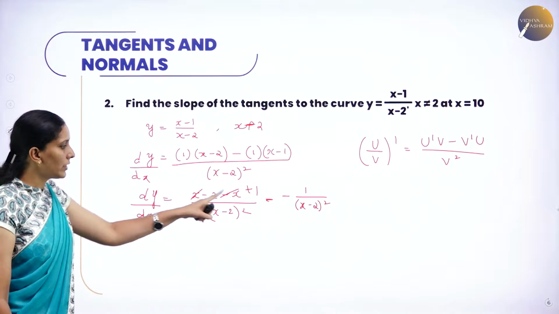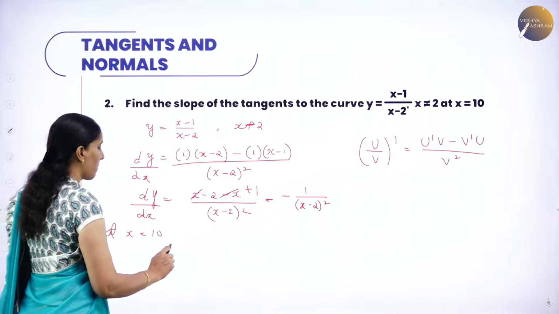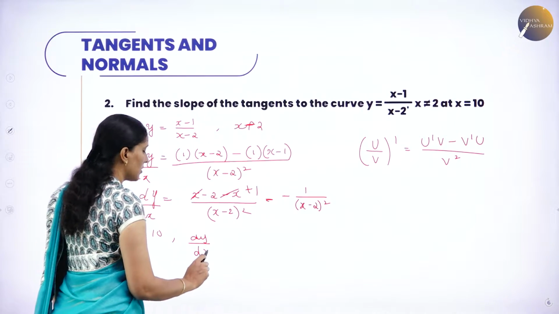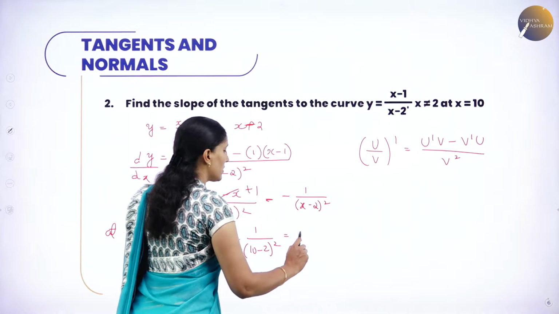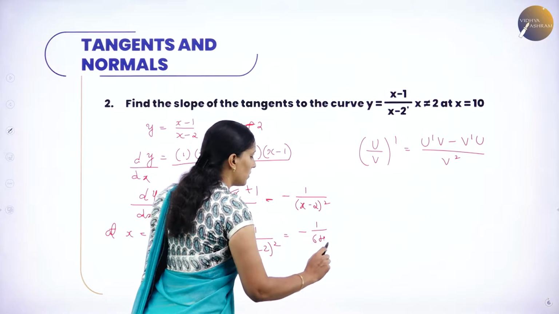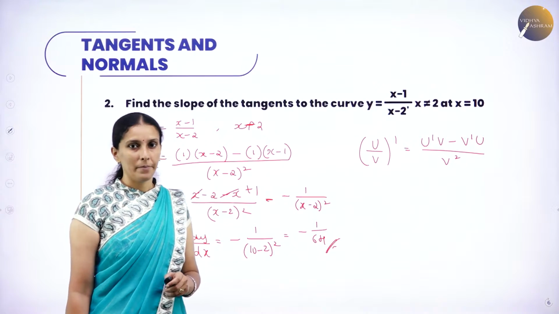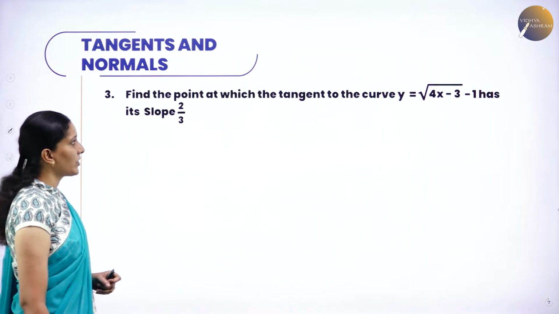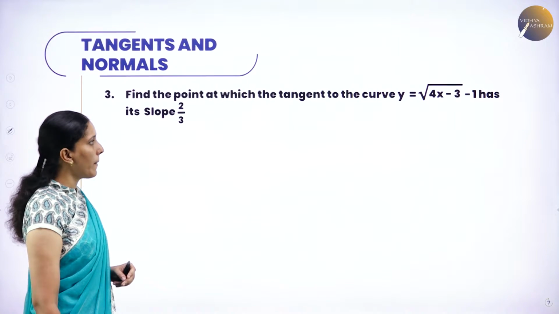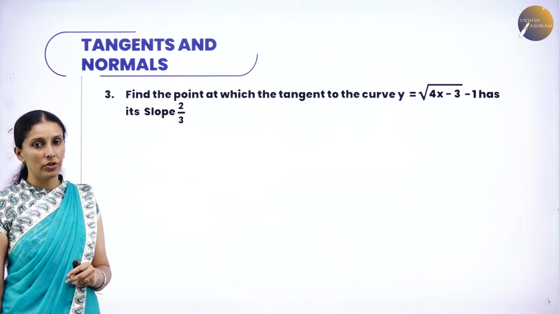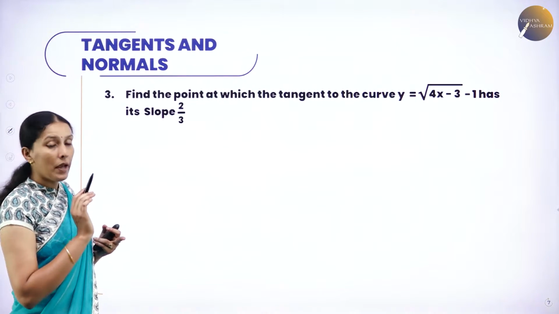Now we need to find the derivative at x is equal to 10. So at x is equal to 10, dy by dx is equal to minus 1 divided by 10 minus 2 whole square, which is minus 1 by 64. So this is the slope of the tangent at the point x is equal to 10. Next, find the point at which the tangent to the curve y is equal to square root of 4x minus 3 minus 1 has its slope 2 by 3. So we need to find the point of contact at which the tangent meets the curve.